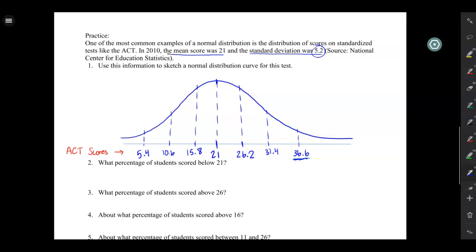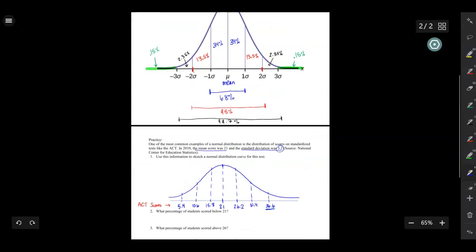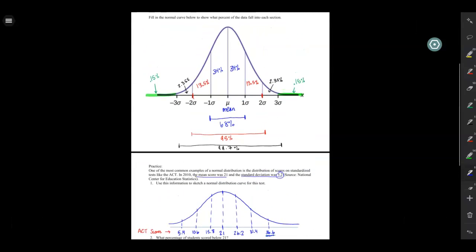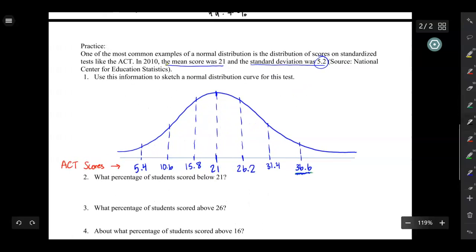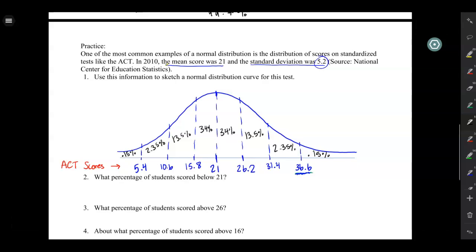So let's go ahead and take a second and fill in these percents that we copied in this graphic above. We're just going to use them to fill in this representation of the ACT scores. So I'm just going to put these numbers in here: 34%, 13.5%, 2.35%, and then my tail is 0.15%. And again, the reason I'm copying these down so quickly is because this is the normal curve model. No matter what your situation is, no matter what your scenario is, these numbers are always going to be the same because of that rule that we talked about at the very beginning.